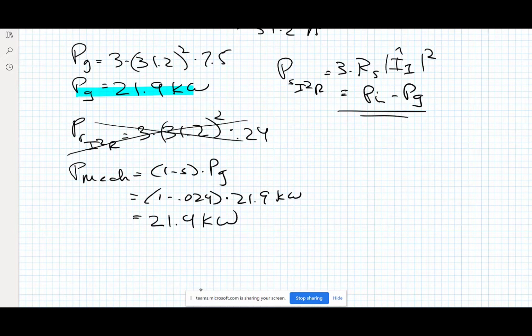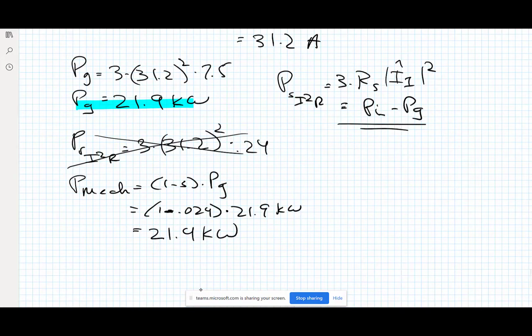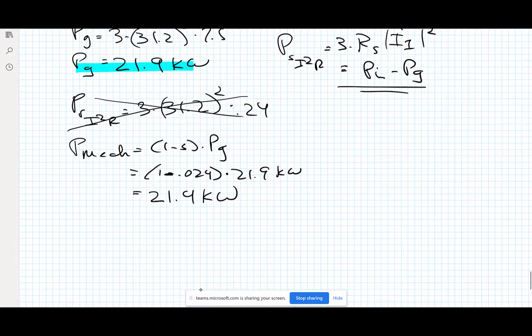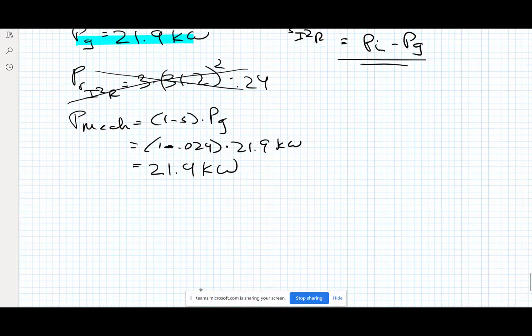The way this thing's working out, it's a little bit weird, but I'm showing you the process. I think the losses seem a bit low compared to what I had in the stator. I have to go back and look at that. I'll probably clean these notes up and make sure I didn't miss a decimal point or something. But this is close. That's the mechanical power.